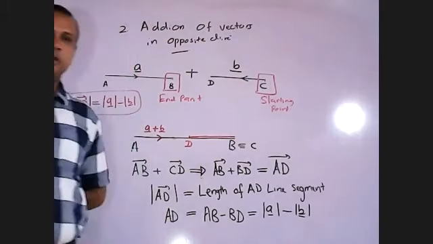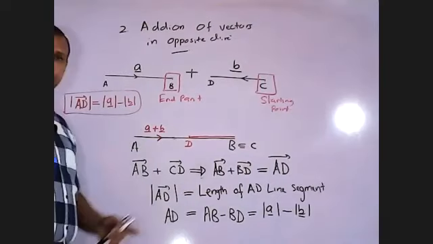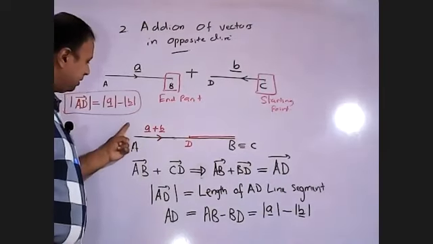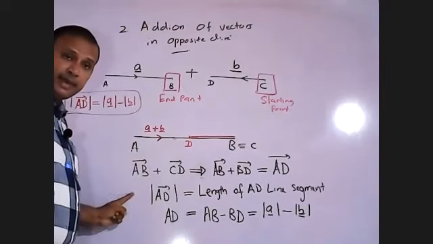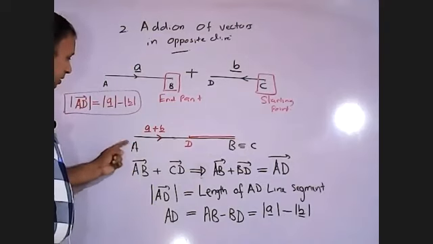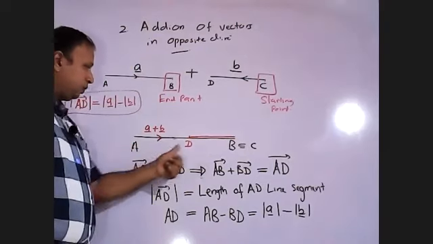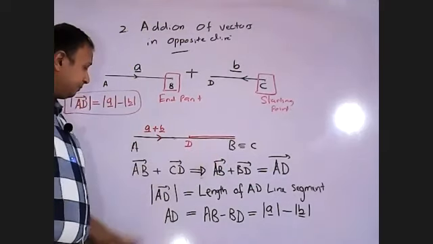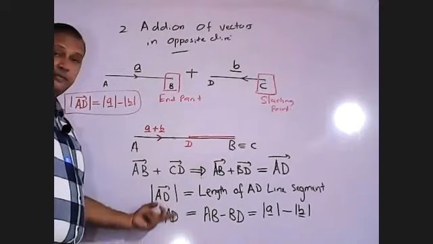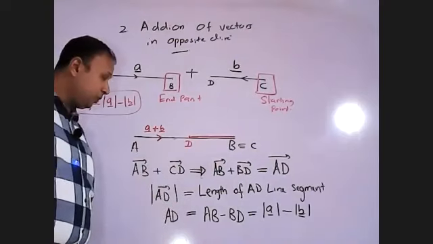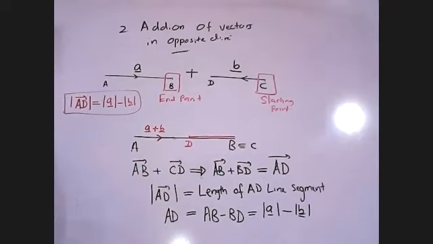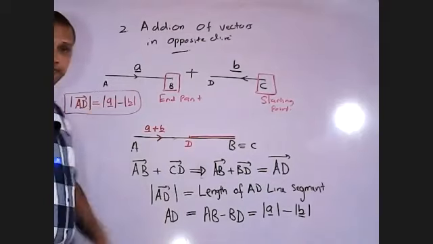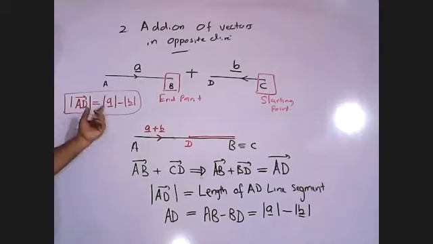Okay. Now you can write this, okay? After that, you can write this. First you have to coincide B and C, and then you can find the magnitude of AD length, that is equal to the subtraction or difference between A and B magnitudes.